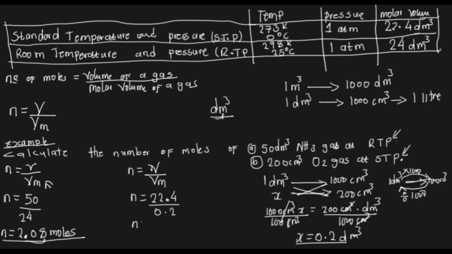0.2. So now 22.4 divided by 0.2, we get 112. So 112 moles of oxygen gas at STP.